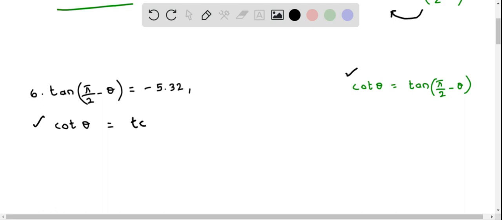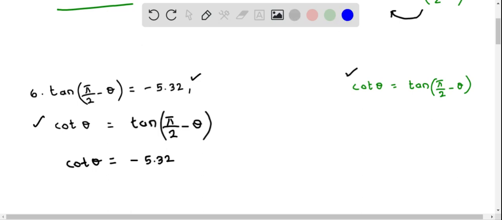So I write this as cotangent of theta. This equals tangent of pi by 2 minus theta. We are already given the tangent of pi by 2 minus theta. This equals negative 5.32. Therefore, the cotangent of theta equals negative 5.32.